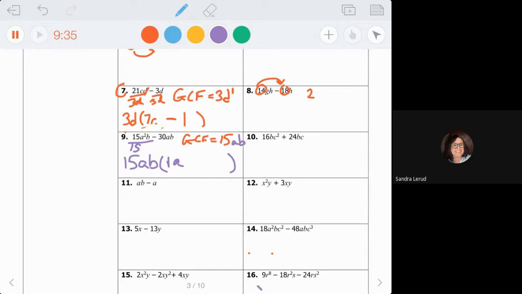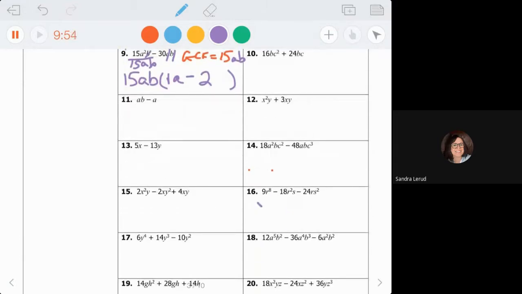And the b is going to completely cancel the b on the top. So I would have a 1a left. Then I need a -2, and then that's all I need because the a would cancel with the a and the b with the b. And again, you can always check with the distributive property.